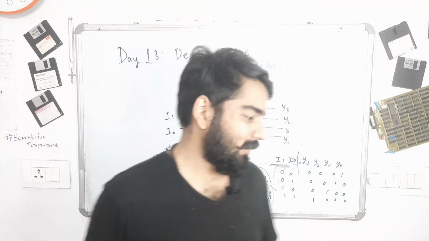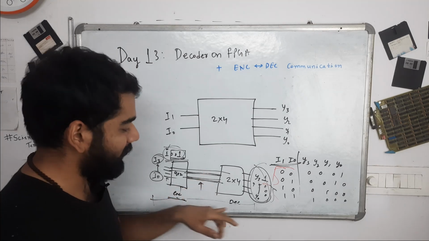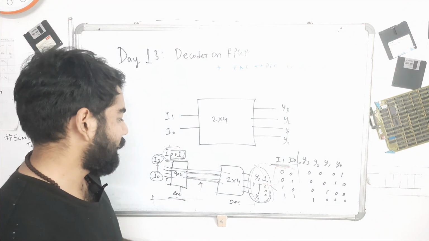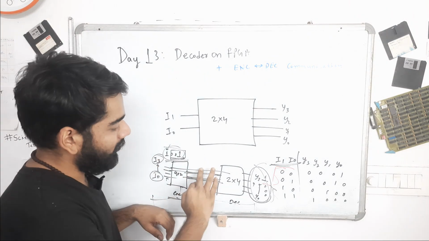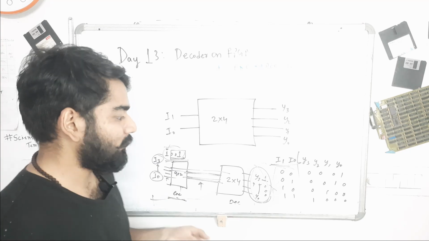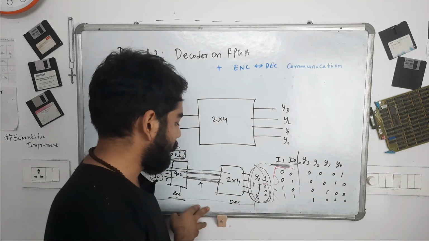Okay, so you saw the two FPGA communication over these two lines using an encoder and decoder. We were able to send 4 data using 2 wires into these LEDs. The only catch was that we were able to do that only one input at a time. So this we have seen.